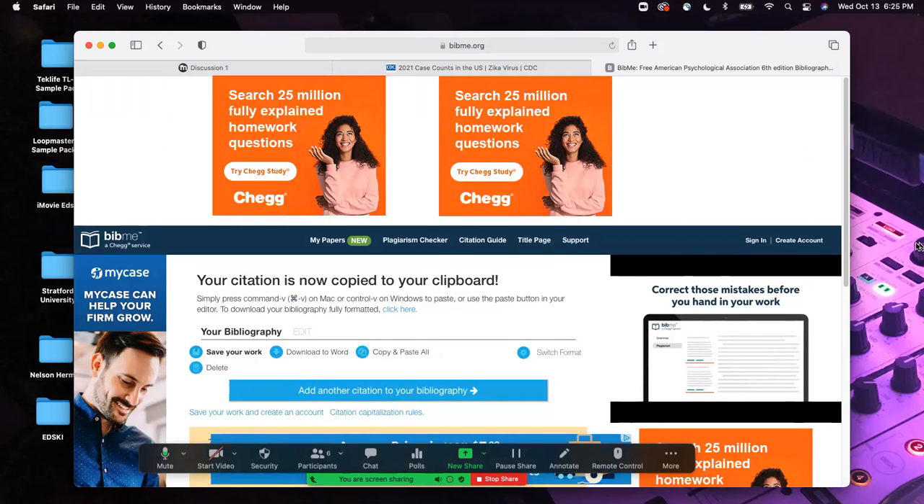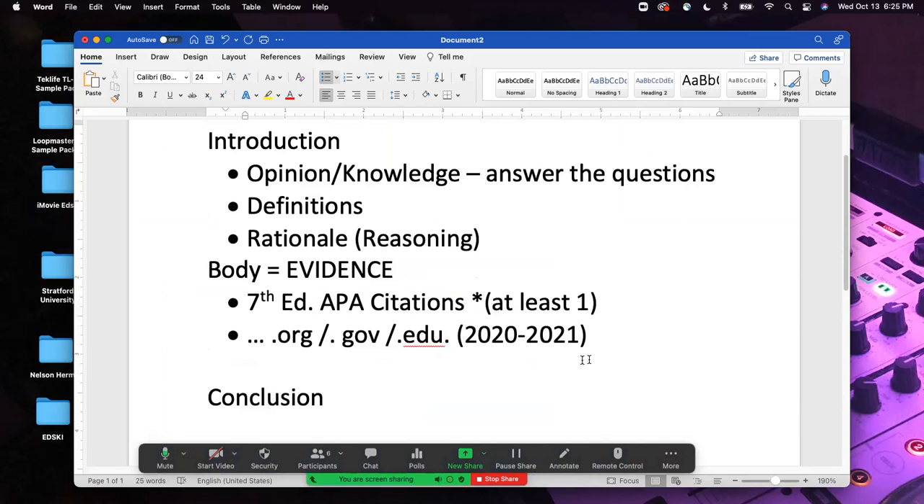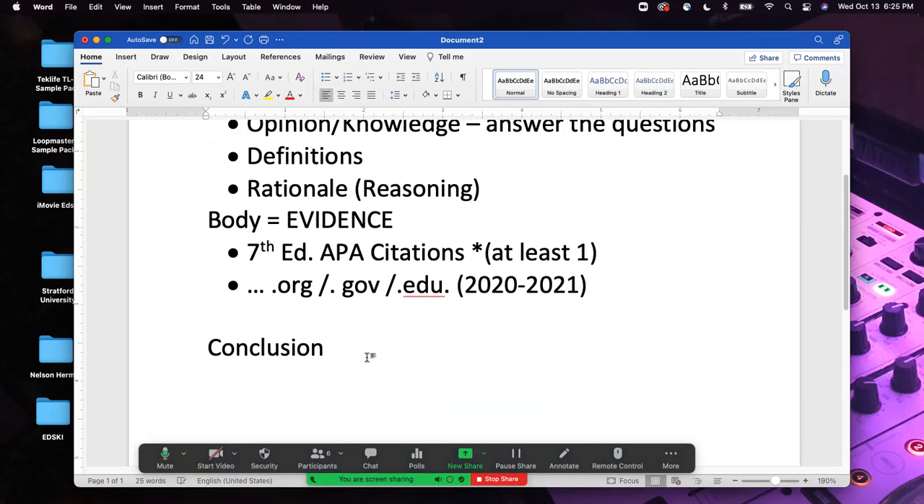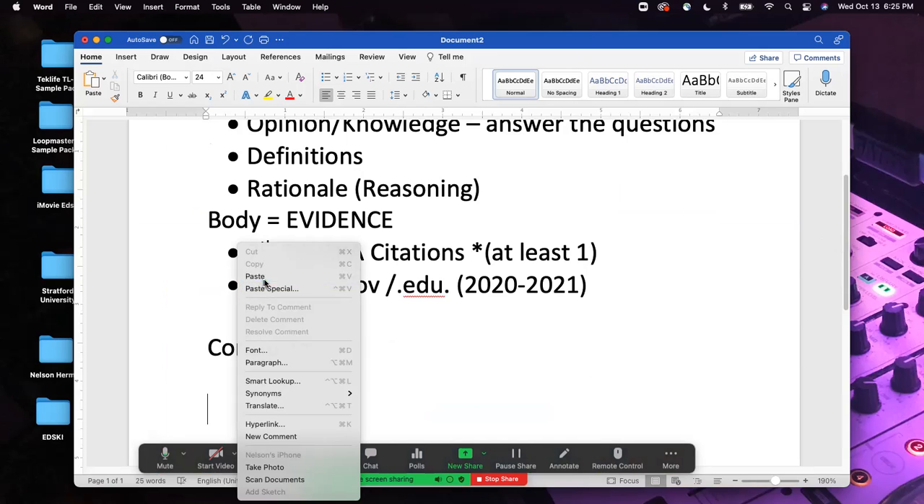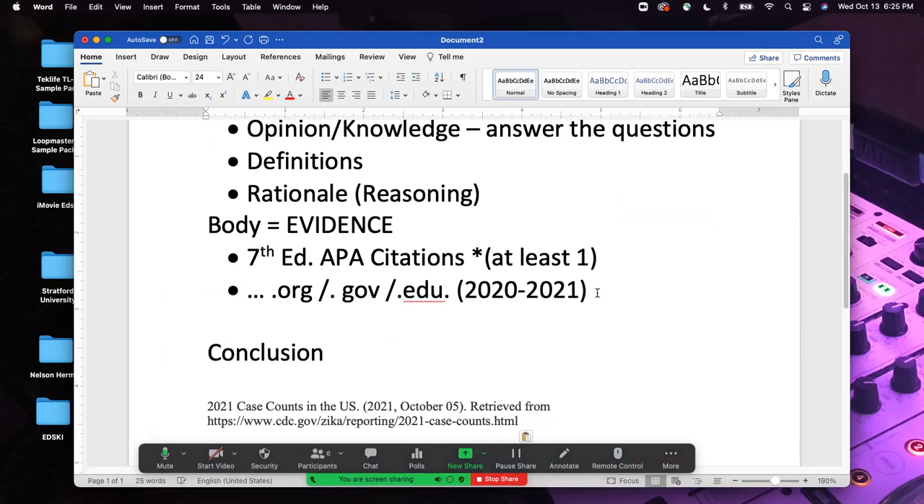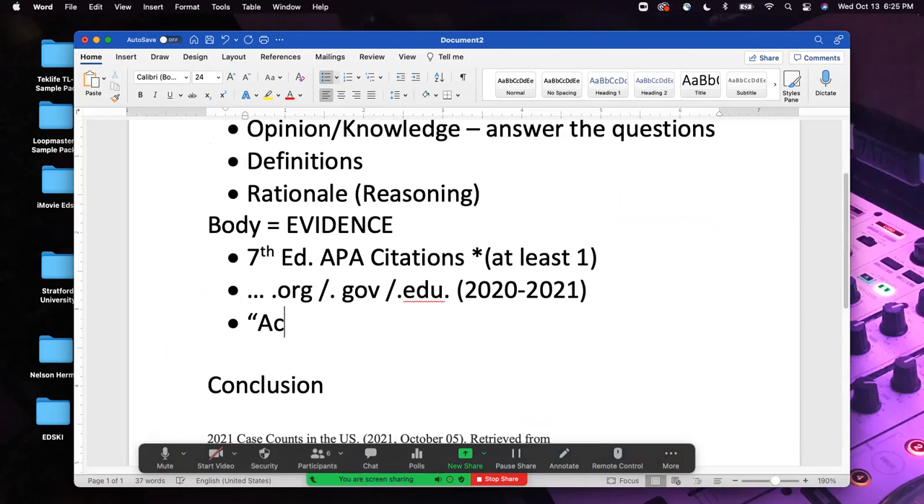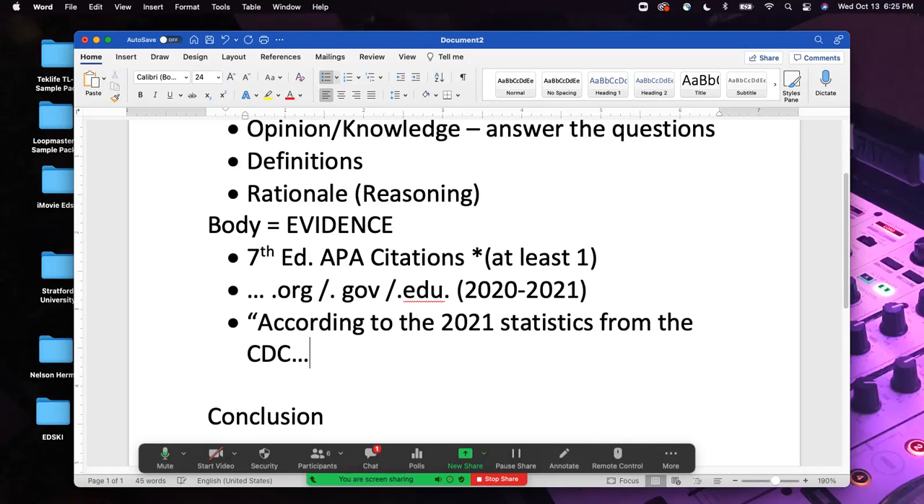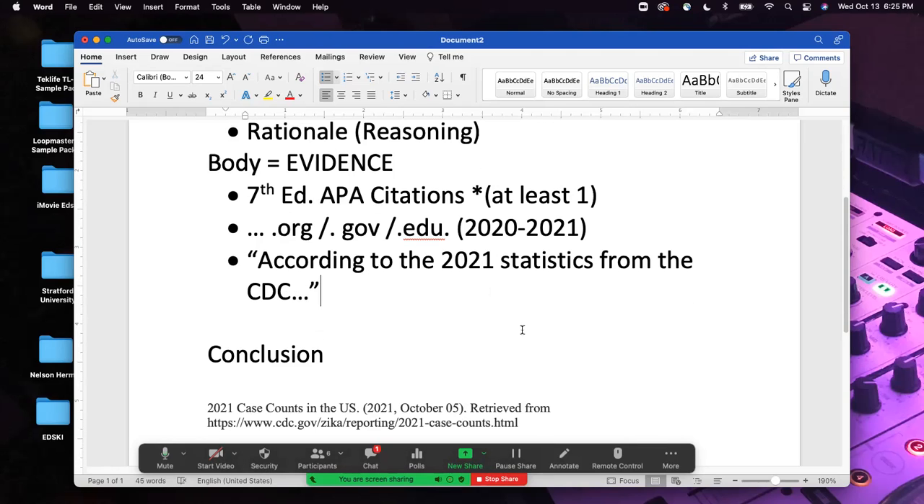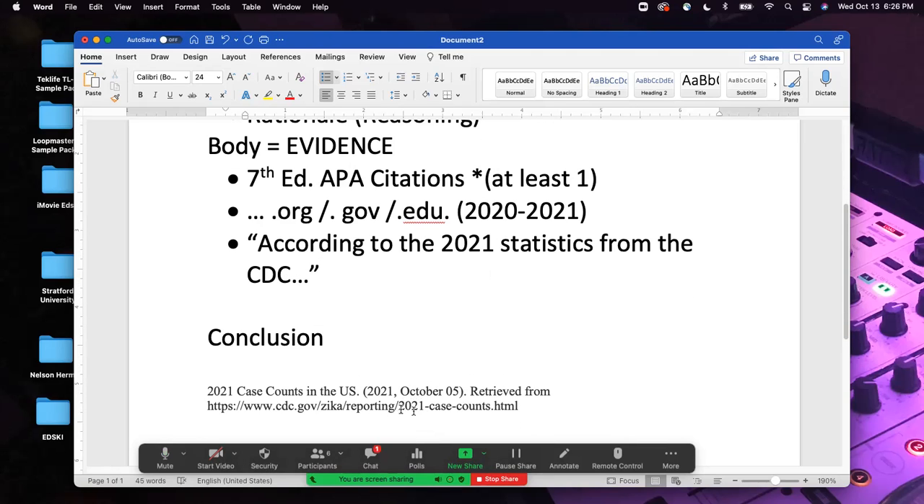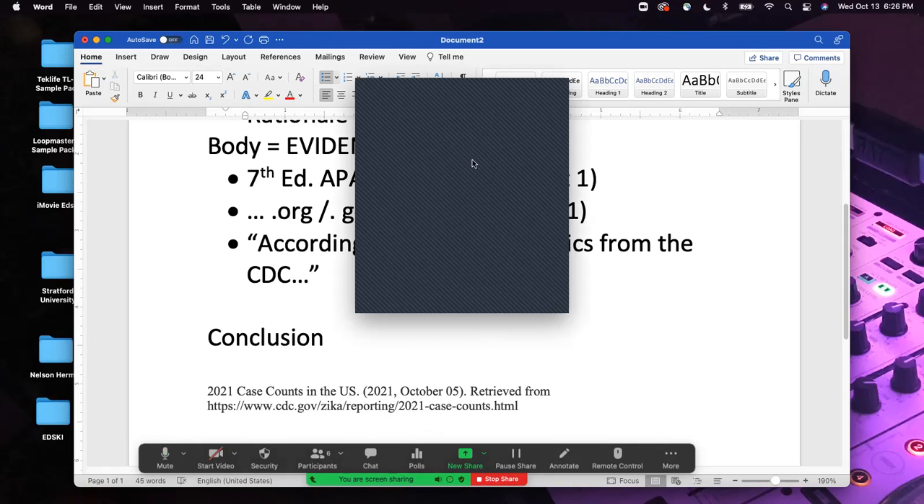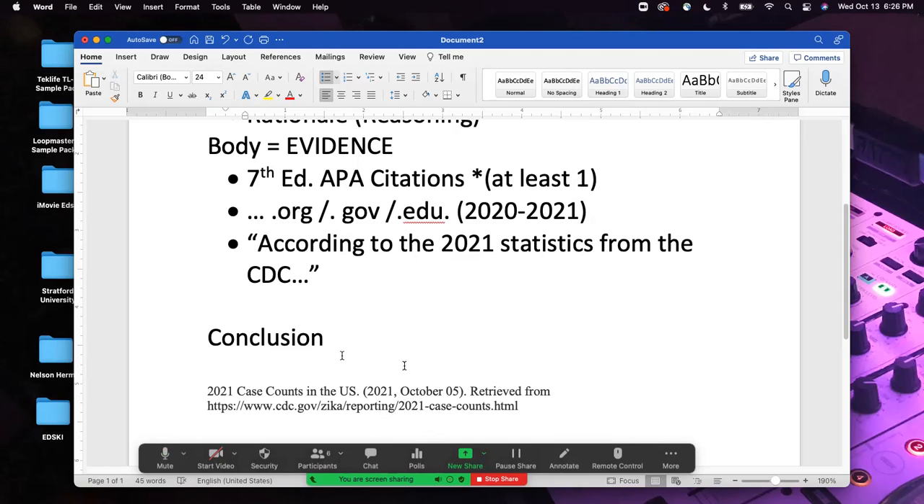Then let me go back to my original Microsoft Word document, and somewhere beyond my conclusion, I'll paste it right here. Boom. And within my evidence, I'll say something like, according to the 2021 statistics from the CDC, blah, blah, blah, right? And now you're referring to your citation. Okay?